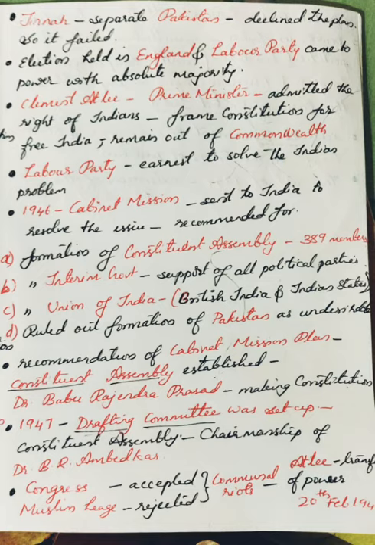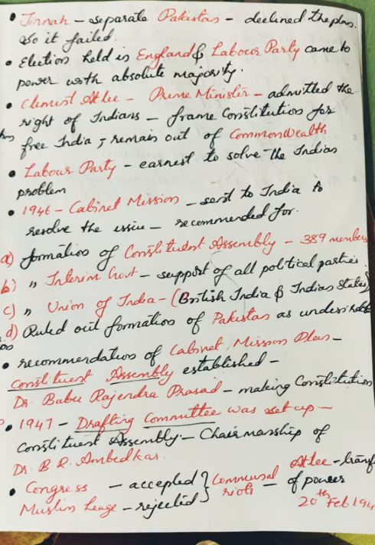As per the recommendation of the cabinet mission plan, the Constituent Assembly was established, presided over by Dr. Babu Rajendra Prasad, for making the constitution. In 1947, a drafting committee was set up by the Constituent Assembly under the chairmanship of Dr. B.R. Ambedkar. The Congress accepted the proposal, but the Muslim League rejected it. Communal rights became the order of the day.